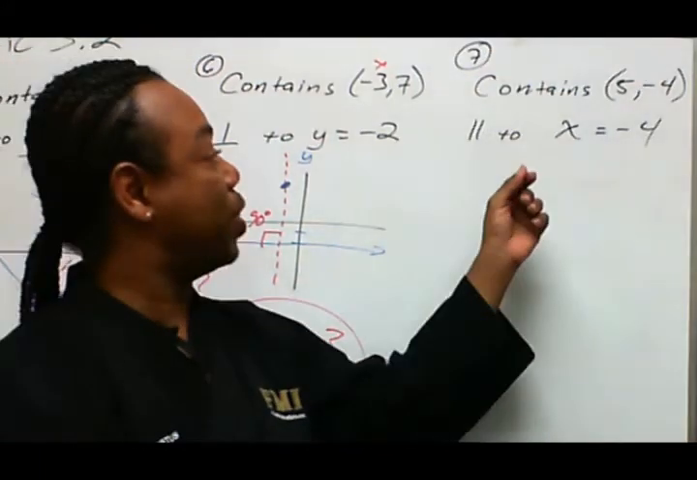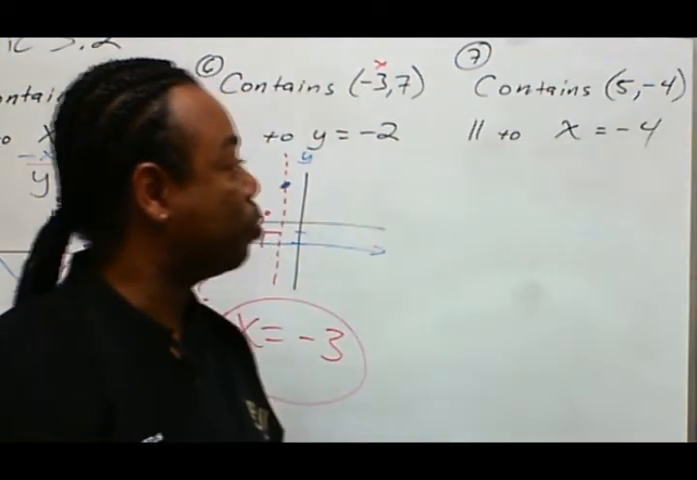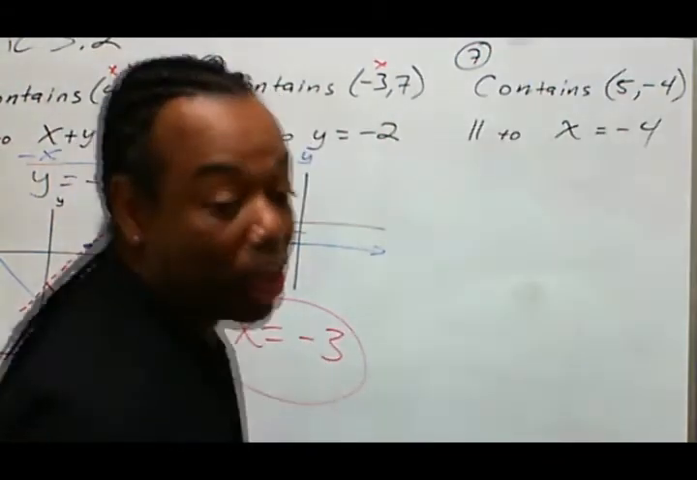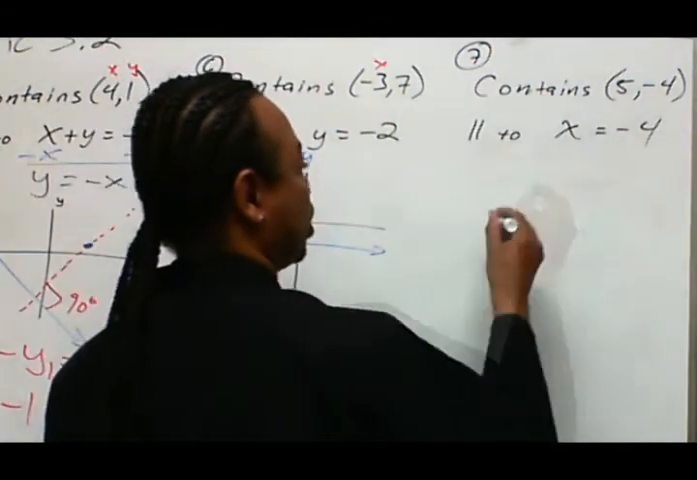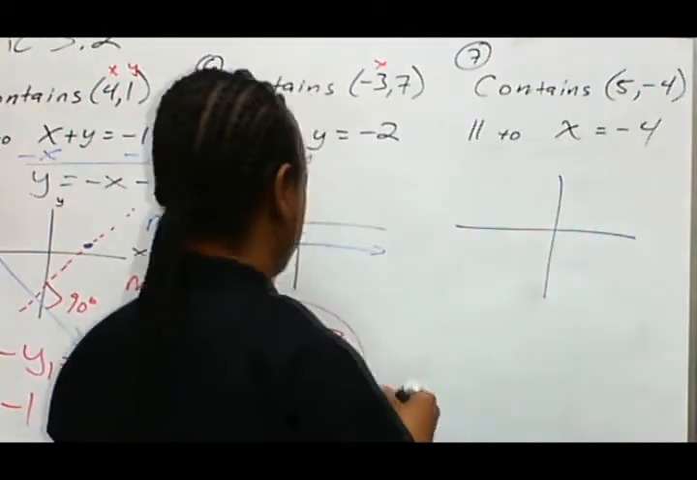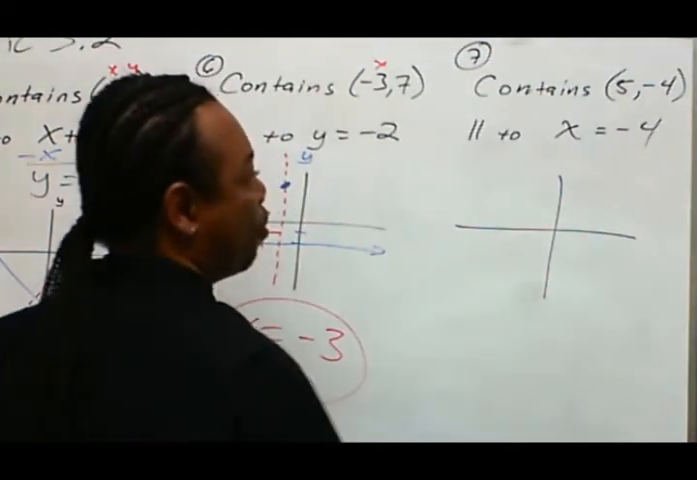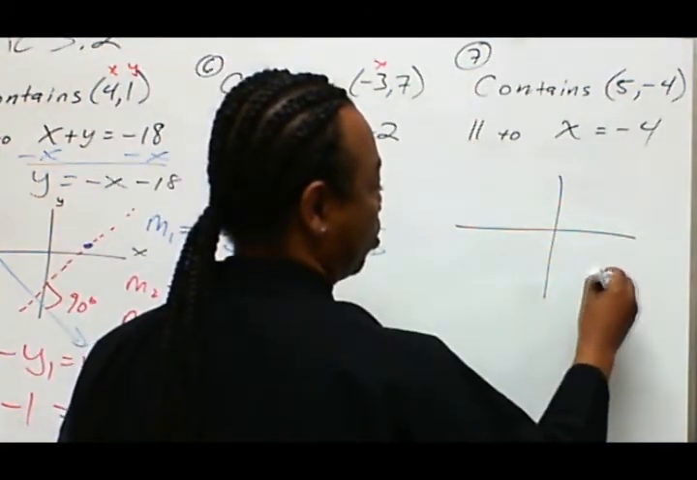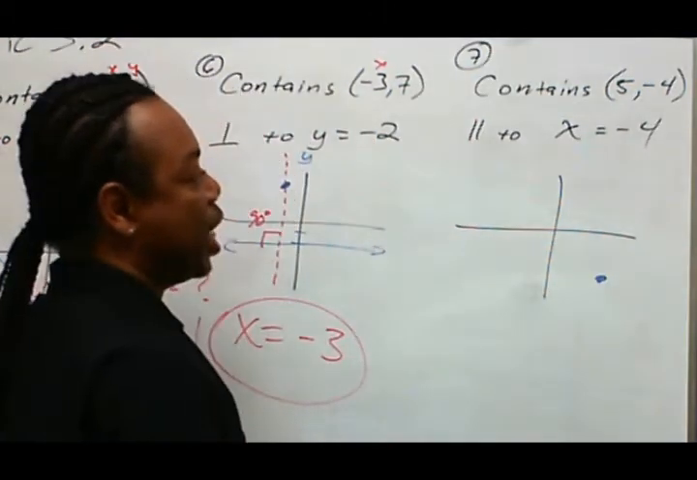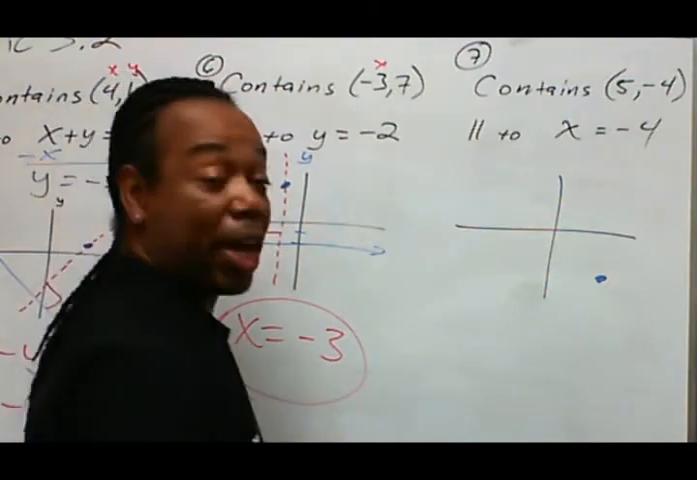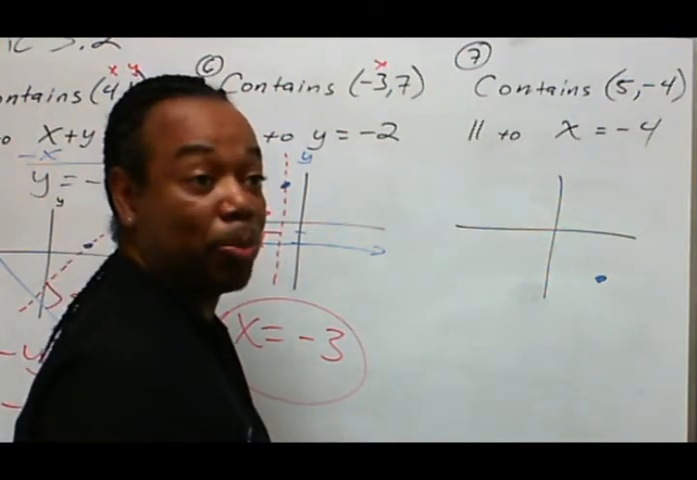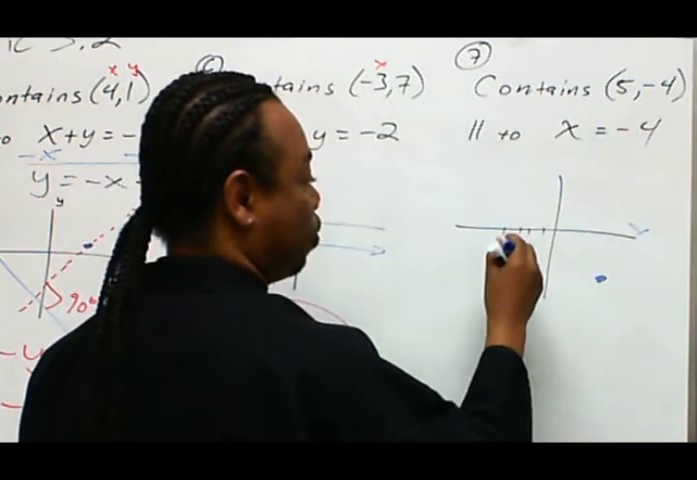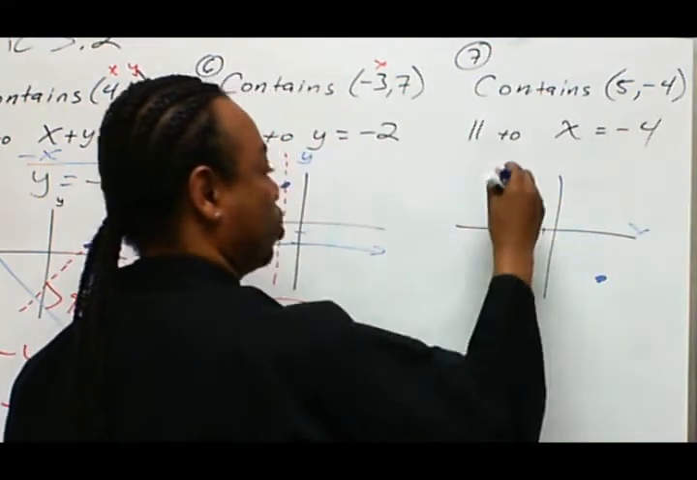Next one, we want a line that contains (5, negative 4) but is also parallel to x equals negative 4. Let's draw that situation. Okay. (5, negative 4) is somewhere around this area right here. And x equals negative 4. X alone is a special line. Those are verticals. So we'll go to the x-axis, go to negative 4, and make a vertical line.